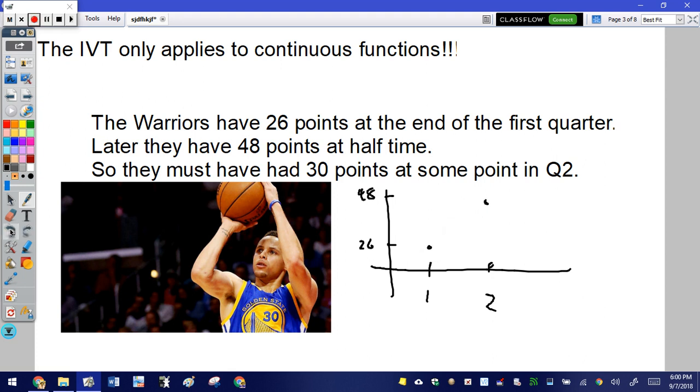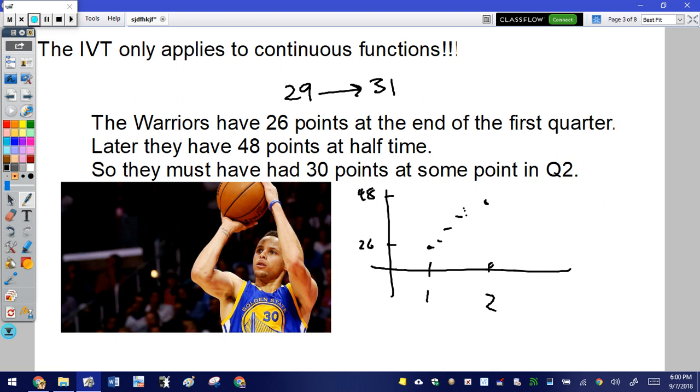You go up in increments of either 1, 2, or 3 points, depending on what kind of basket or free throw is made. So you have these sudden increases, and you have a discontinuous graph. In other words, the Warriors may have gone from 29 points, and then someone scores a basket and they move up to 31 points. They did not pass through 30 points to do that continuously. They didn't have 30 points on the scoreboard at any point because this is not a continuous scoring system.